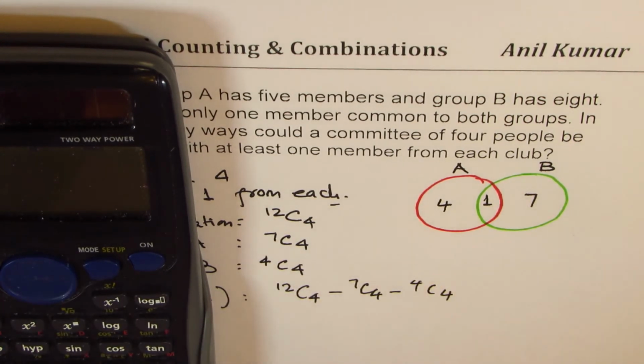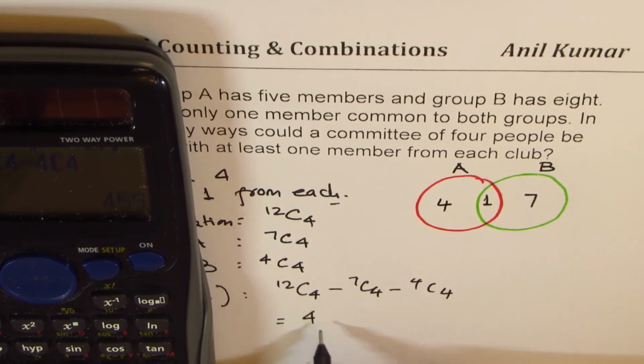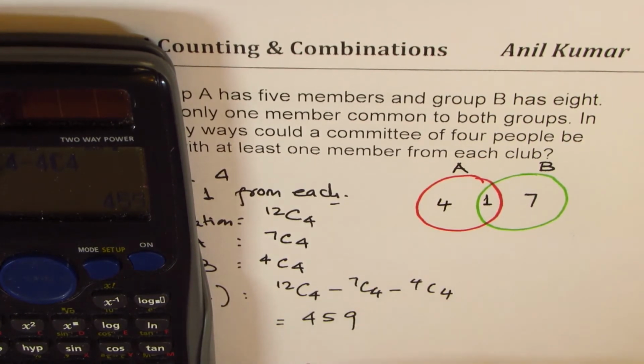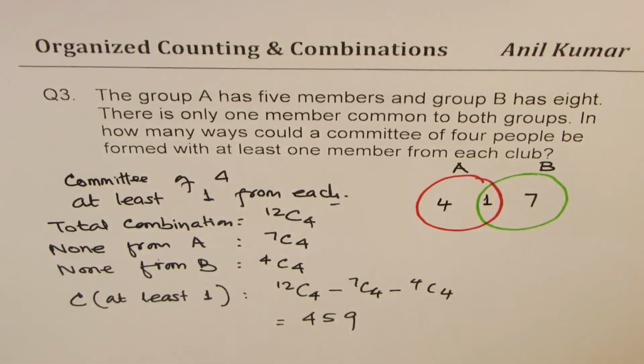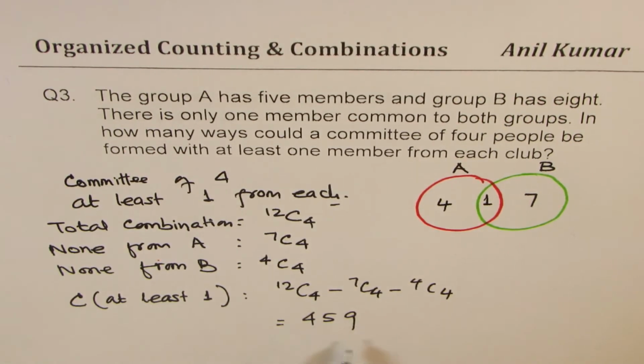So it is 12C4, take away 7C4, take away 4C4, right? Well, these are easy calculations which could be done without a calculator also. So we get 459 as our answer. So these many committees could be formed where at least one will be from each group.